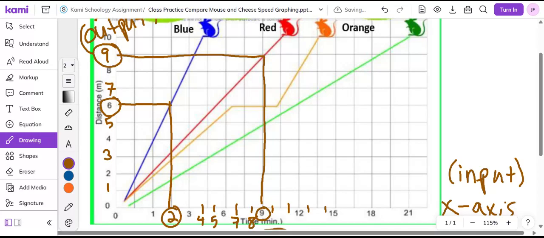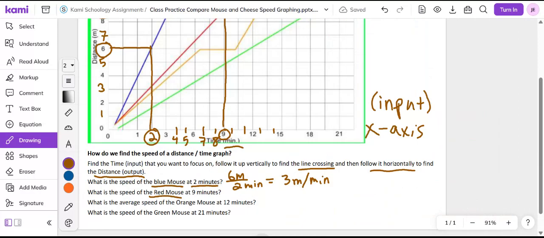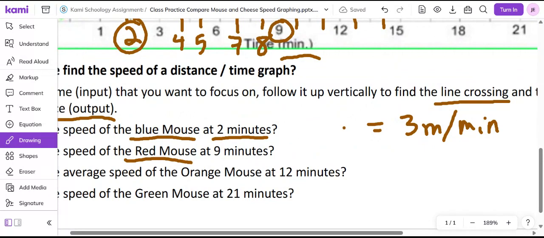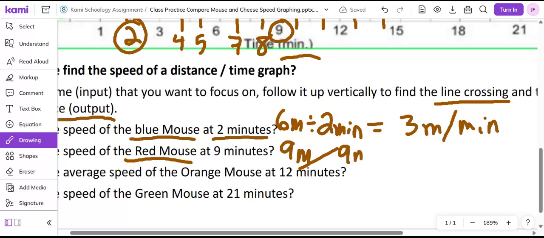The red mouse line. So we got 9 minutes. And then what is the distance? 9 meters. All right, so I'm going to adjust that a little bit here. That was 6 meters divided by 2 minutes. Now we have 9 meters, and that's going to be divided by 9 minutes. That's a pretty simple calculation, 9 divided by 9. So that's going to give us 1 meter per minute.